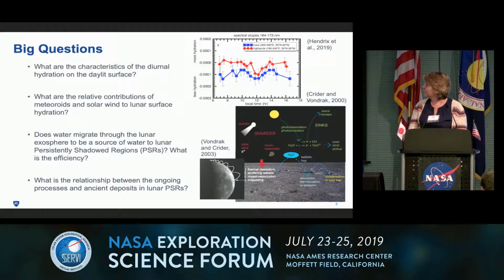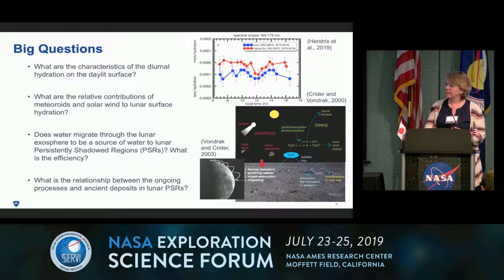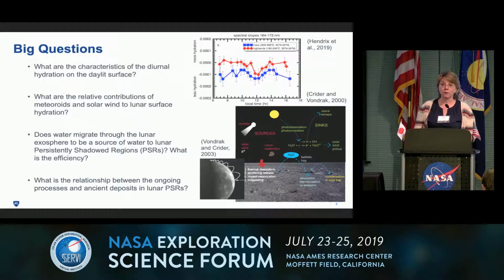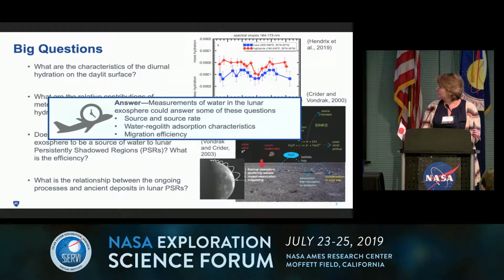So the big questions that we have outstanding in terms of understanding the water cycle on the moon include things like, what are the characteristics of the diurnal hydration on the daylit surface of the moon? And what are the relative contributions of different sources, including solar wind, meteoroids, to the water on the moon? And then also, we still have the question, does water migrate from lower latitudes to the permanently shadowed regions? And then, what is the relationship between these ongoing processes and any ancient deposits that exist in the polar permanently shadowed regions?